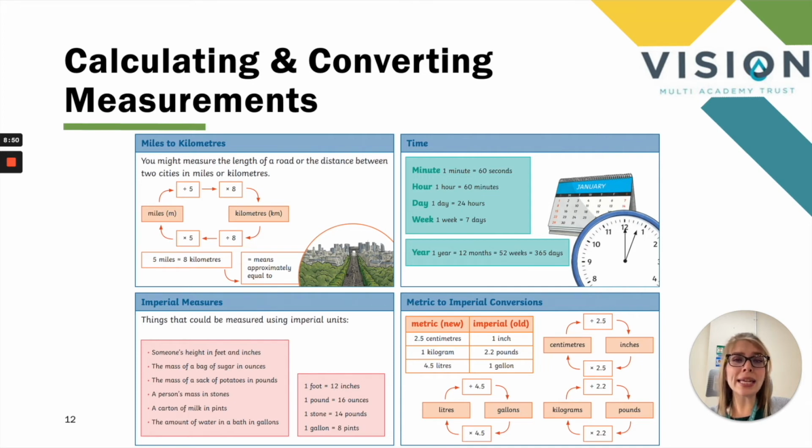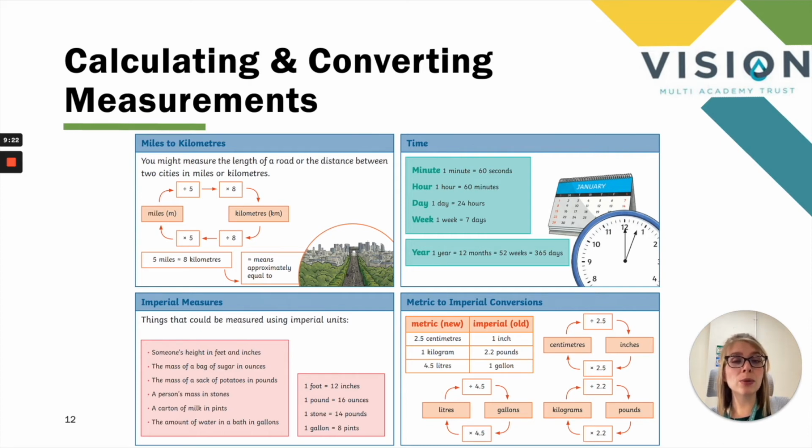Now we're looking again at imperial and metric measurements here, so we need to know that some things can be measured using imperial units. A really easy example the children will be familiar with is someone's height is in feet and inches. And we know that a person's mass might be in stones, and we talk about things like we buy milk in pints. And it's important that children know that we can use these interchangeably, and we sometimes use imperial over metric. And again, it's looking at converting between them.